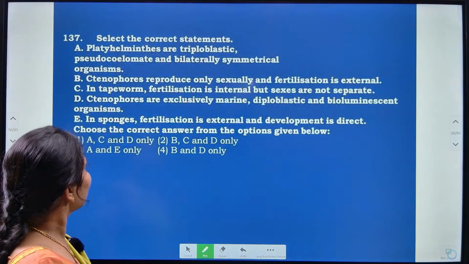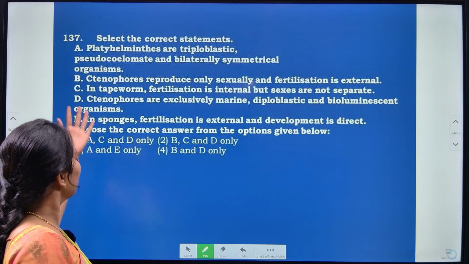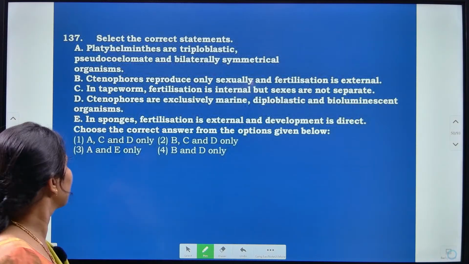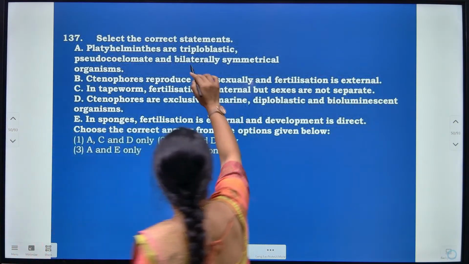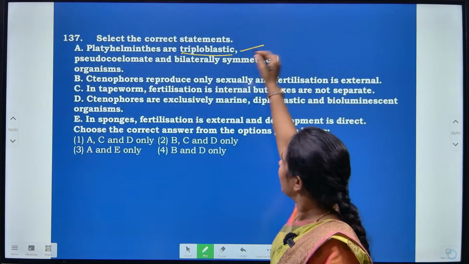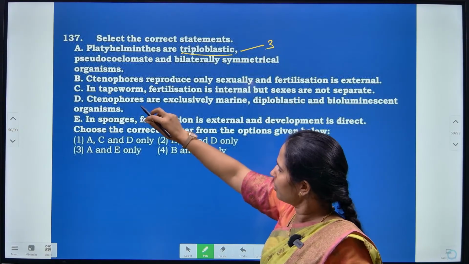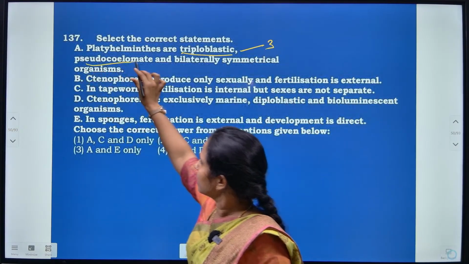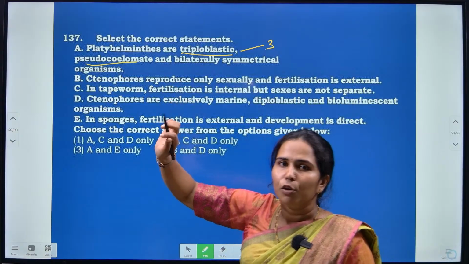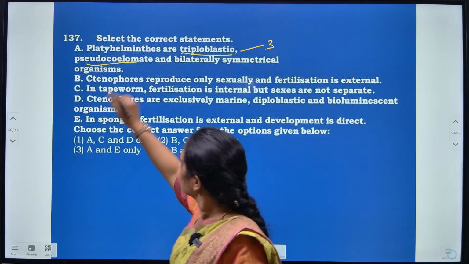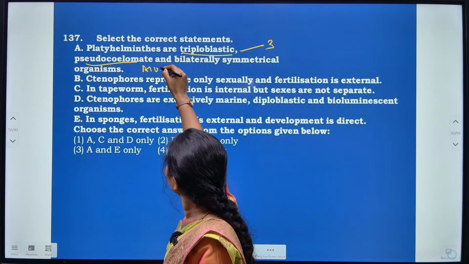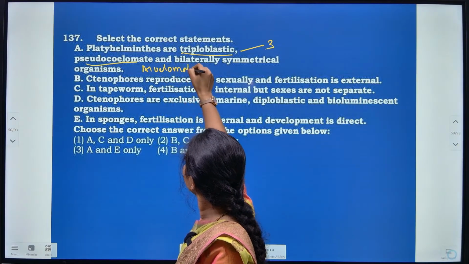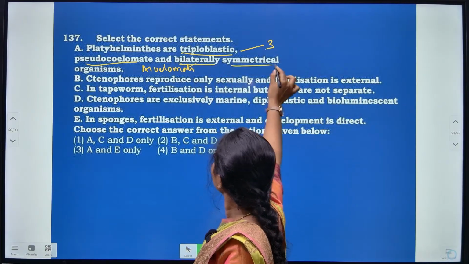Next, select the correct statement. Platyhelminthes, which are called flatworms, are triploblastic in nature. Triploblastic, as you all know, means they are made up of 3 germ layers. Are they pseudocoelomates, that is, do they have a false coelom? No, they do not have a false coelom. They are acoelomates, and they are bilaterally symmetric.